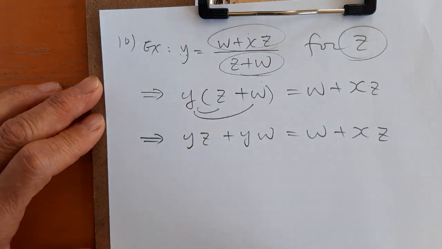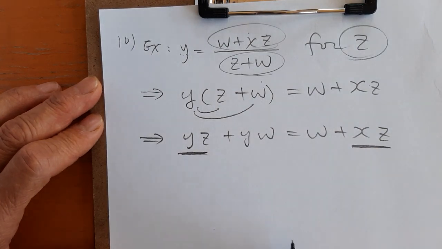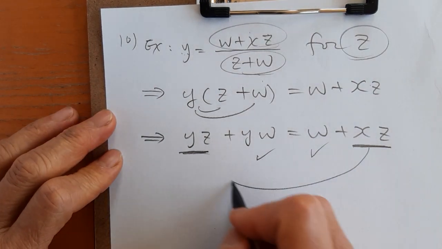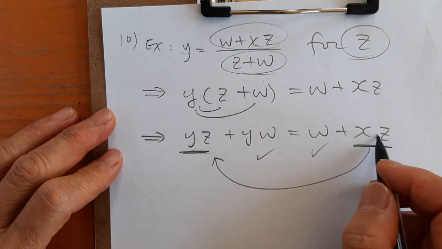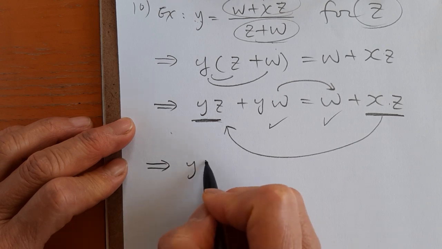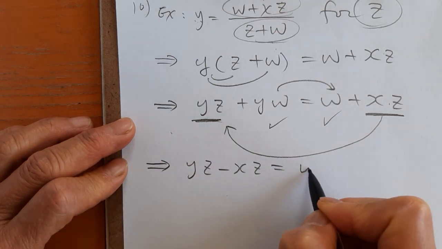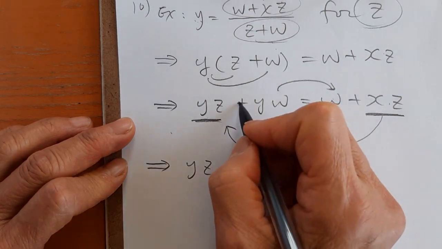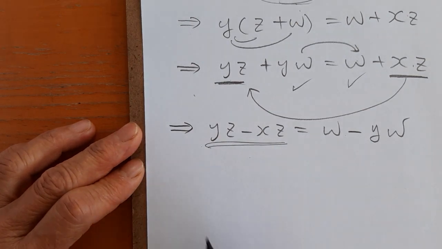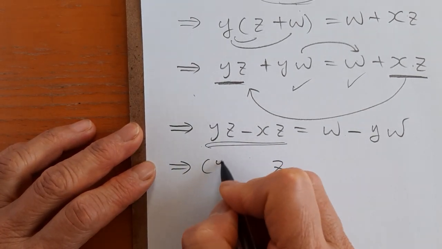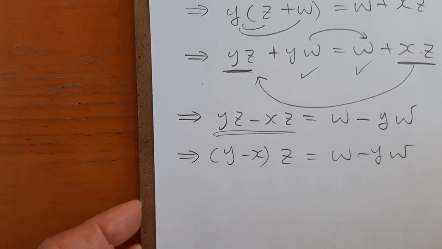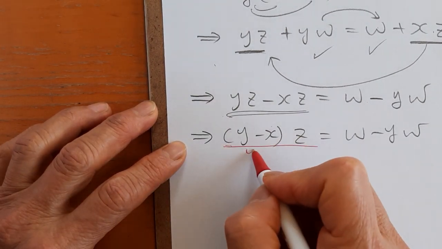Now solve for z. So this term has z, this term has z. And the two terms have no z. So make the z terms on one side. The two terms on one side and the two terms on the other side. So move over, change the sign. Got yz - xz = w. This term move over, plus changes to minus yw. So since the two terms have a common factor z, you can factor out. Got z(y - x) = w - yw. Now then you divide by y - x.